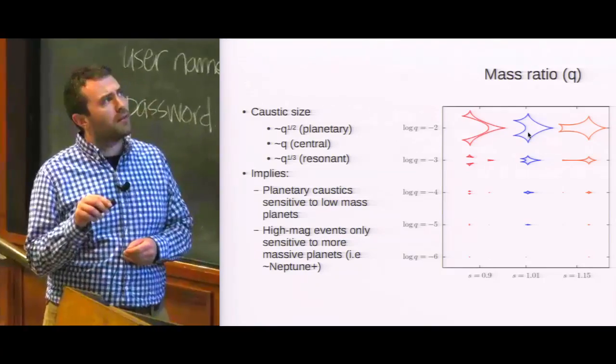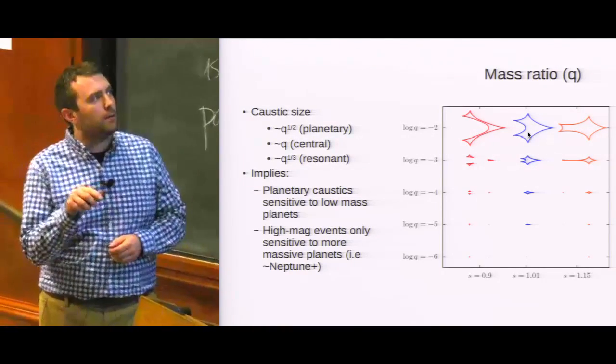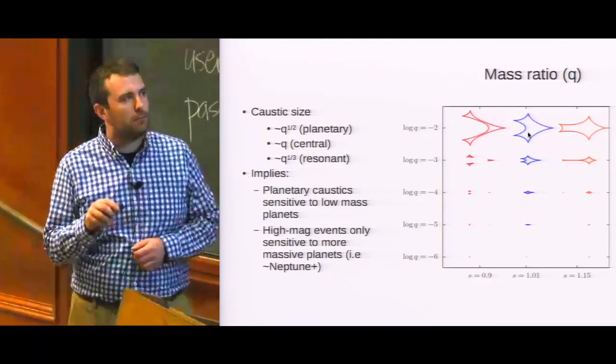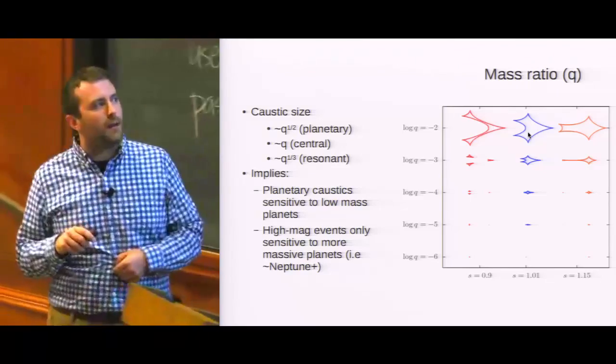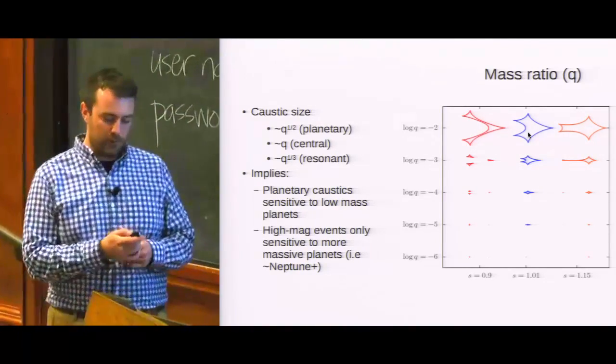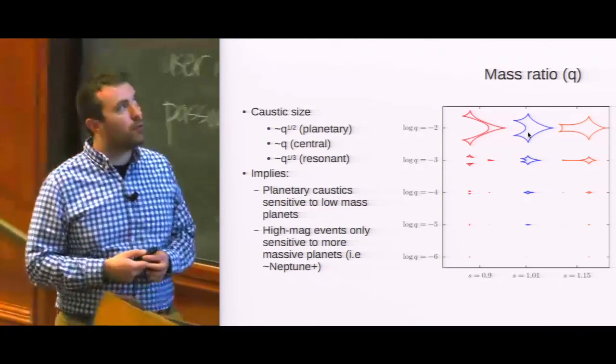But that's still a pretty large range, from maybe a few Earth masses up to anything larger than that. And the resonant caustics scale even less steeply with mass ratio. But they're not quite as useful as that suggests, because they tend to be relatively weak, and you need very good precision photometry to see very low mass planets through resonant caustics.